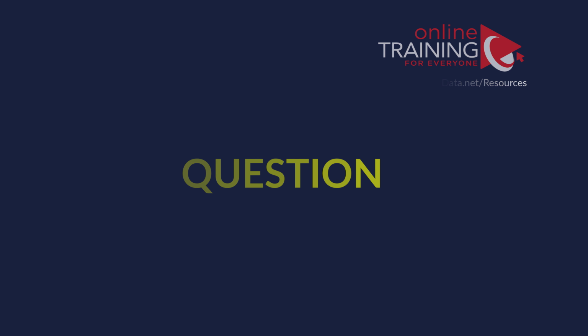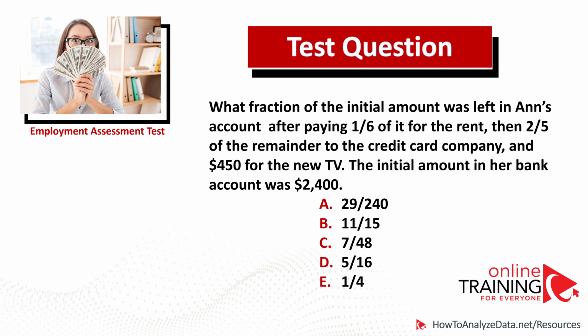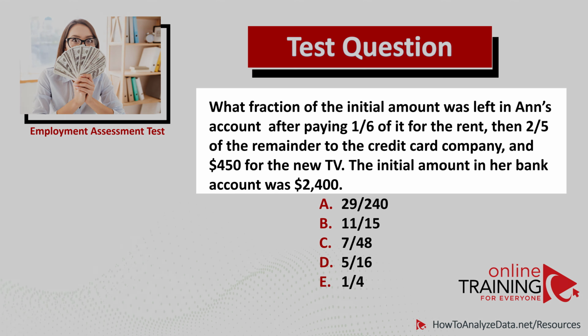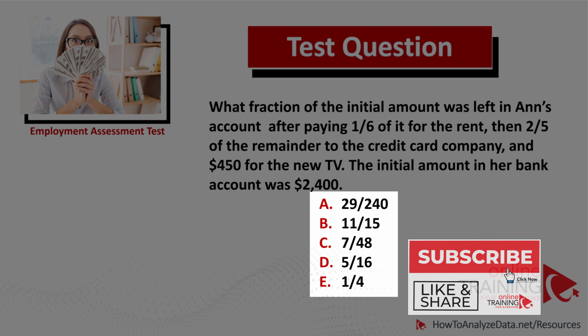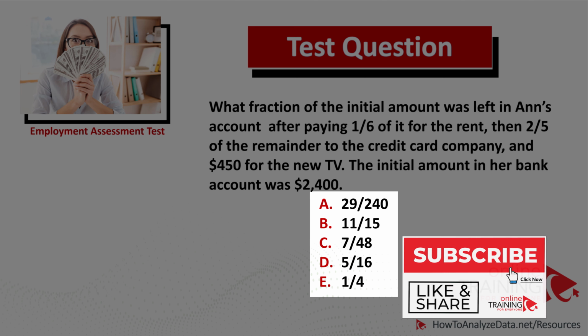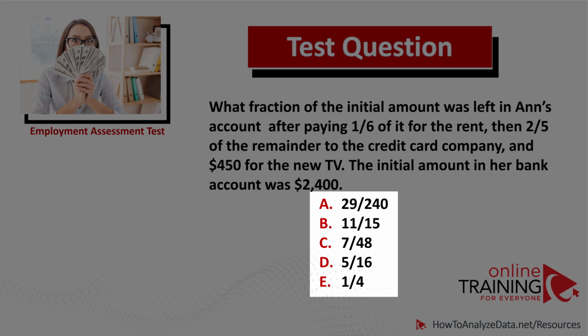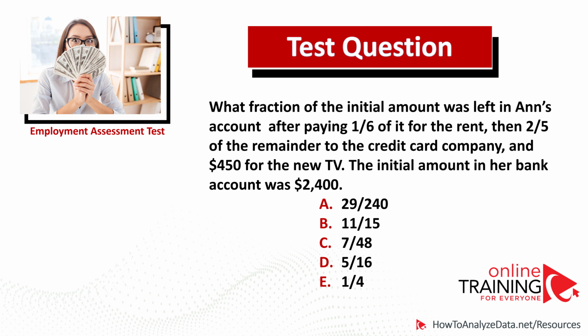Let's look at the tricky question frequently asked on the test, which tests your knowledge of money management and fractions. What fraction of the initial amount was left in N's account after paying 1/6 of the rent, then 2/5 of the remainder to the credit card company, and $450 for the new TV? The initial amount in her bank account was $2,400, and you're presented with 4 choices: 29/40, 11/15, 7/48, 5/16, and 1/4. Do you think you know the answer, or do you know how to calculate it? Let's see if we can get to the correct answer together.